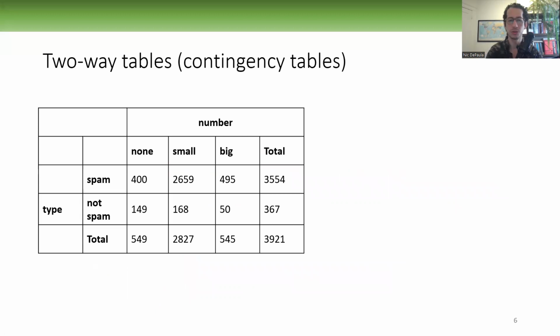Now, what we often use are two-way tables, also called contingency tables, and these are tables for 2 categorical variables, and the values in the tables are the frequencies of the categorical variables. Often what we do is we're looking for associations. So in this case, we want to see whether the number characteristic of emails has any impact on the type, that is, whether the email is a spam or it's not a spam. So we put it in this way.